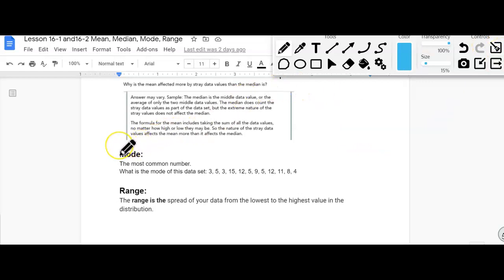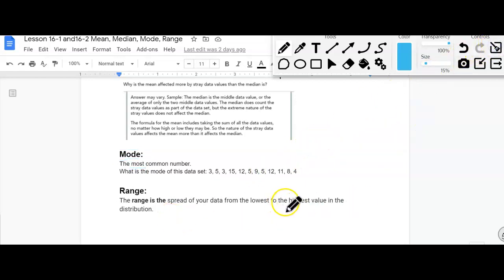Okay, two more things to go over here. We have the mode. Mode is the number that shows up the most, or the most common number. So go ahead and find the mode of this data set. All right, the mode would be 5. 5 shows up the most. It shows up 3 times.